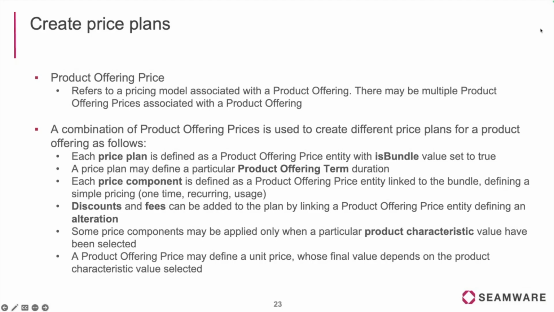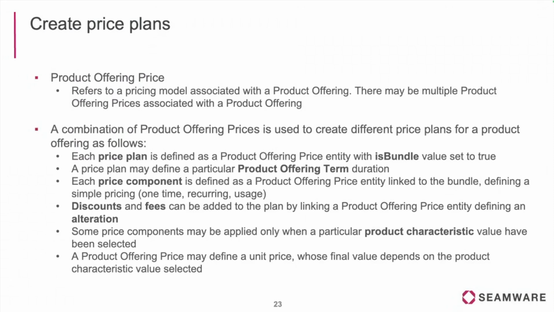Well, now that we have our products, we need to start creating our offer. And the first thing that we need to create are the different price plans, which in the TM Forum API are different entities, so we can reuse the price plan in multiple offers. In order to do that, we are going to create a set of entities of type product offering price, which is refined into a particular pricing model.